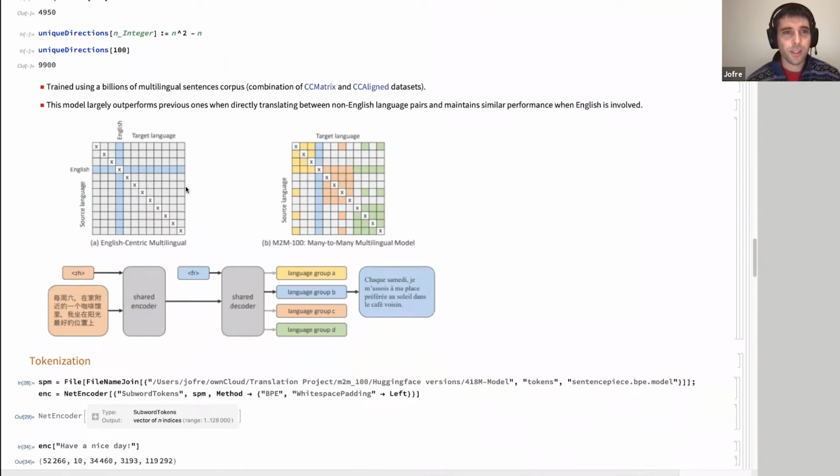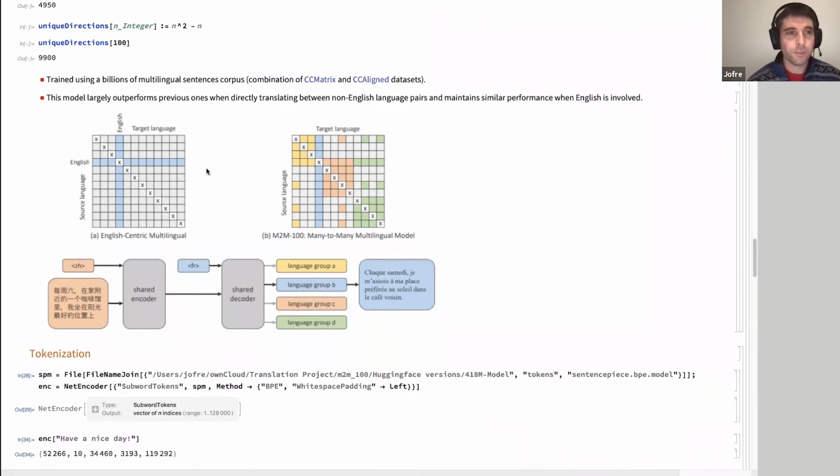Before that, the multi-language models were all converting one language into English, and then from English they were converting into another one. So they managed to create this model, which is outperforming such multi-language models.